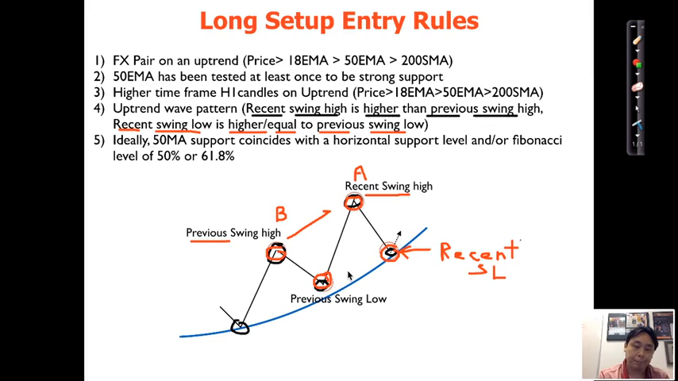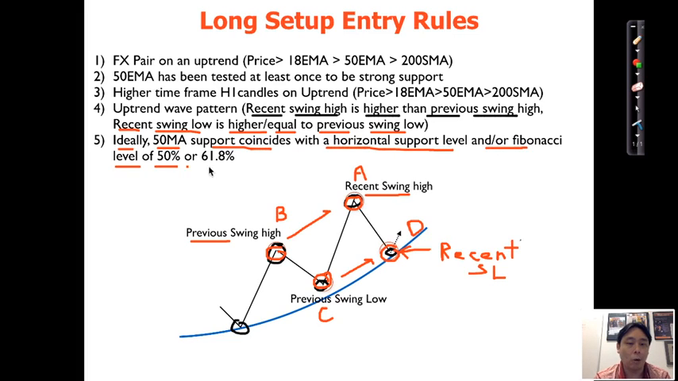So again, this must be the wave pattern I see: higher highs, higher lows. If I call this C and I call this D, D must be higher than C, or D must be equal to C. So C and D could be the same level, and that's fine. But C cannot be higher than D. D must be higher than or equal to C. Got it?